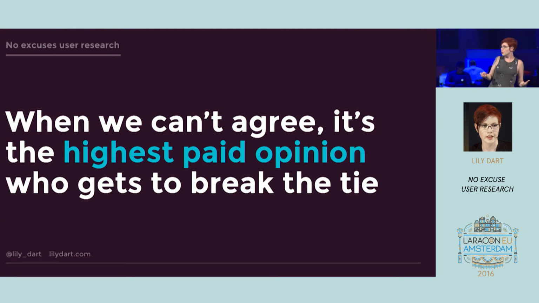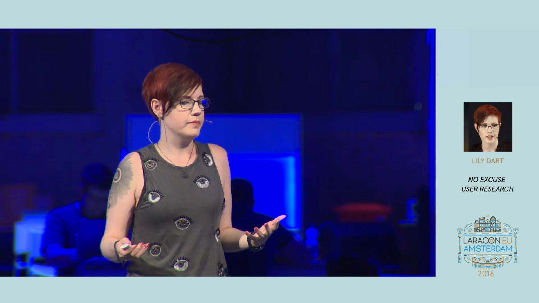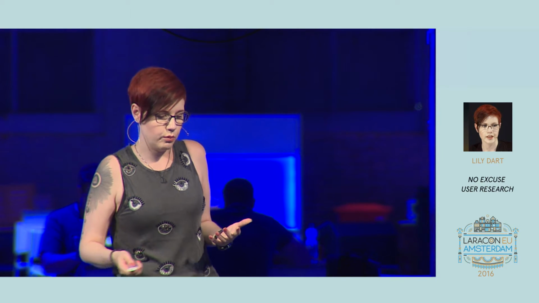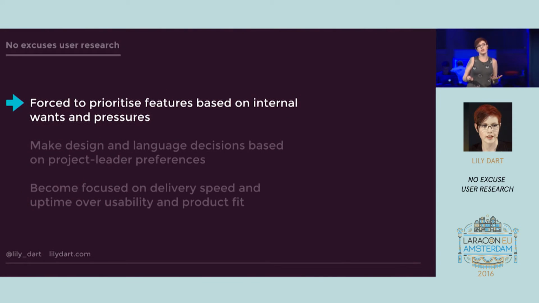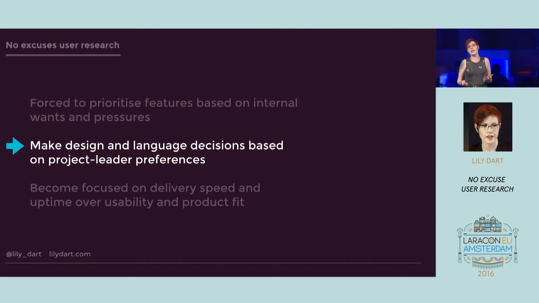But sometimes that experience and insight leads us to come to different conclusions about what the best decision to move things forward actually is. So when we can't agree, and probably you've all experienced this too, often it's the highest paid opinion in the room, our managers, our clients, or our stakeholders who get to break the tie. So we're back to our subjective opinions again. Now, being in this situation can lead us to being forced to prioritize features based on internal wants and needs instead of what our users' needs are, instead of what their priorities are. It can mean that we make design and language decisions based on our project leader preferences rather than what makes most sense to the people that we think we're actually building for.